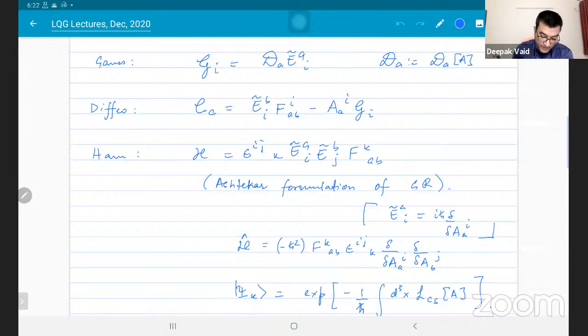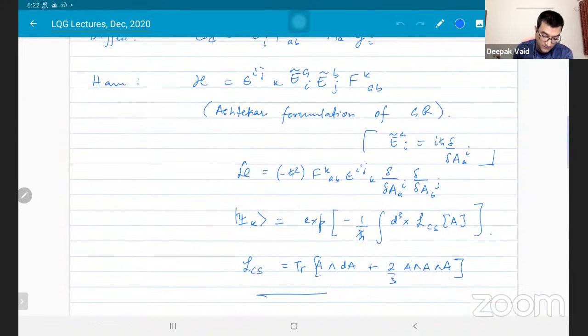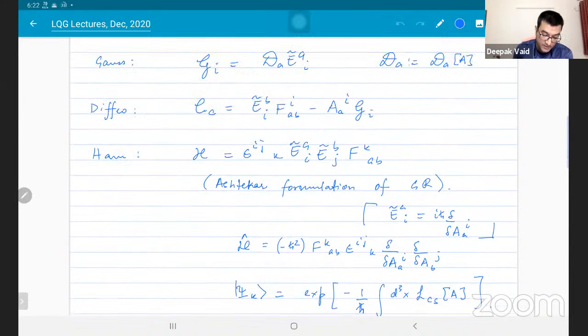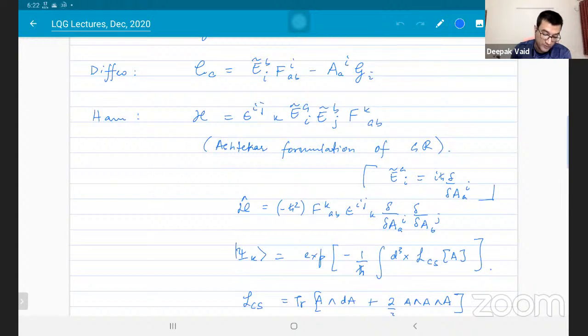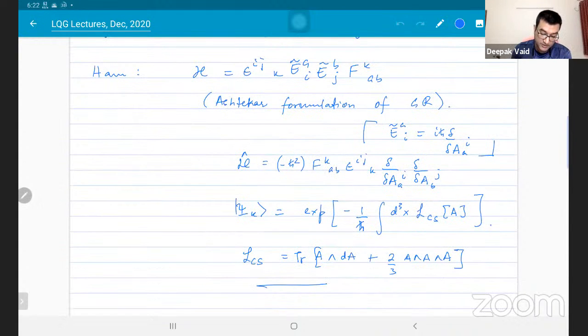Okay. So now we have these constraints. And in terms of these constraints, the question is, can we use these constraints to do something useful with general relativity? So one of the things that we can do is we can use these to write down an exact solution of the Hamiltonian constraint.